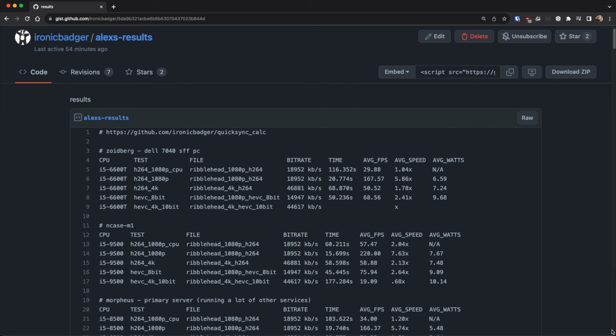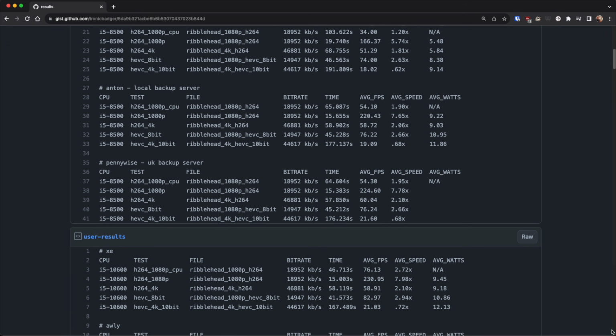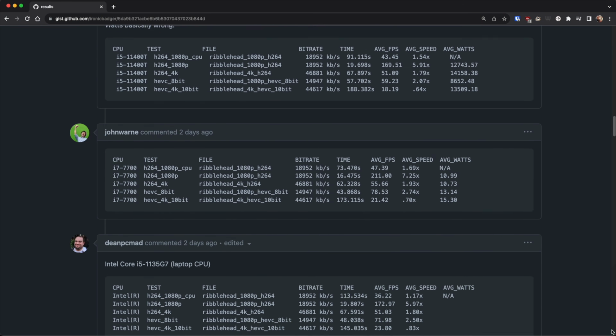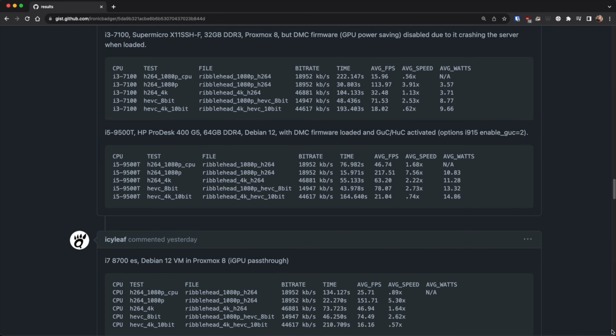So take a look at all of the resources down below, and hopefully you can help me figure out just exactly what is the best bang for buck CPU. Collating the results is something I'm going to also need a bit of help with. I'm not an Excel graph wizard, so if you are, let me know down in the comments.